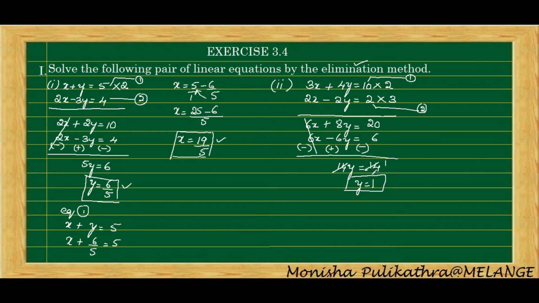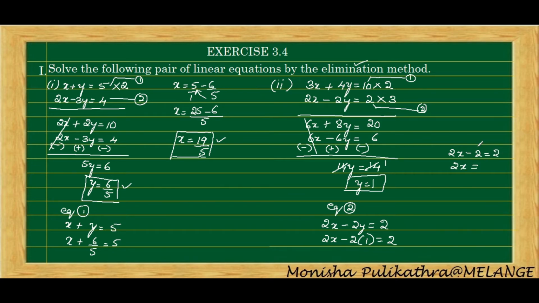So now we need to substitute this y is equal to 1 into either equation 1 or 2. So I will be taking equation 2 here. Either you can take equation 1 or equation 2. Okay, so 2x minus 2y is equal to 2. So 2x minus 2 into, in the place of y we need to write 1, is equal to 2. So 2x minus 2 ones are 2 is equal to 2.